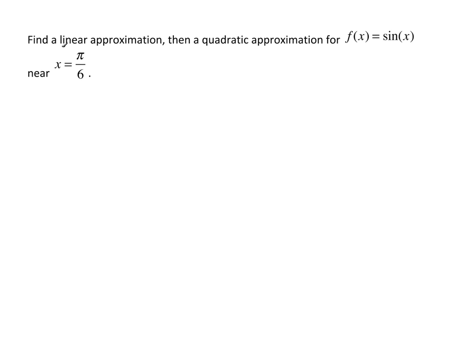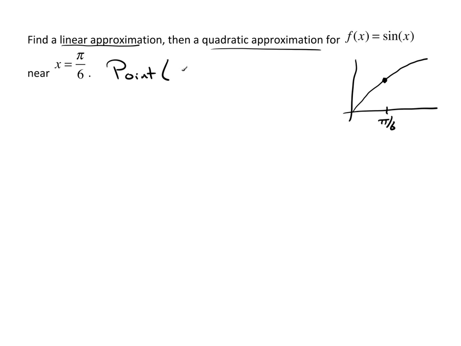So with that in mind, let's do a linear approximation, then a quadratic approximation for f of x equals sine x near x equals pi over 6. So let's just draw a quick picture of this. Sine of x will go like that. Actually, I want pi over 6. So I know my point. My point is going to have coordinates pi over 6 and sine of pi over 6, which is, of course, pi over 6 and 1/2. So that's the coordinates for that point right there.